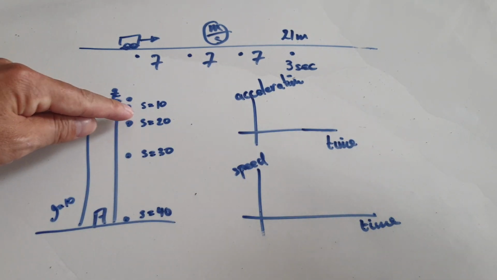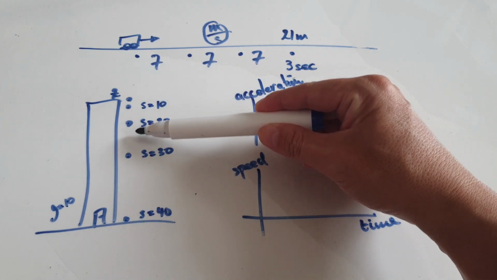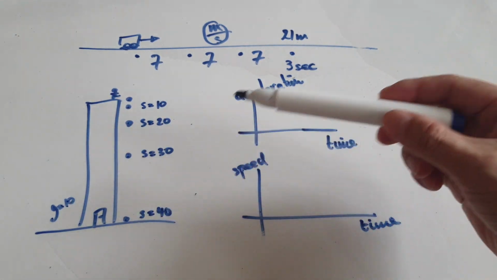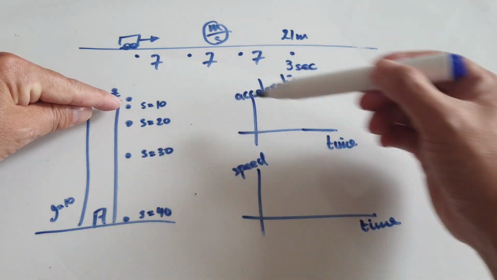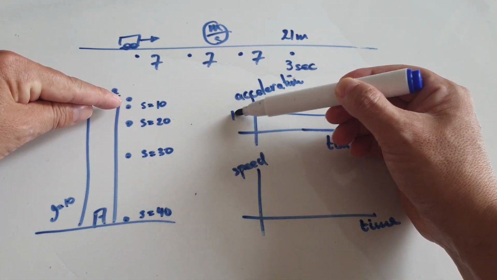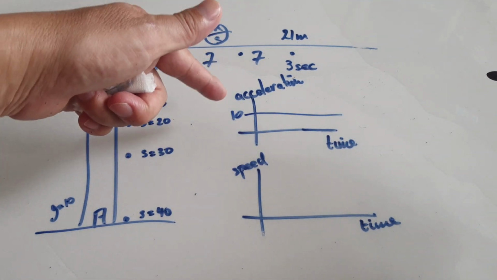So 1 second later, the speed here will be 10. Another second it will be 20, 30, 40, and so on. So the acceleration for this golf ball is always 10, because it's trying to get faster and faster by 10 every second.